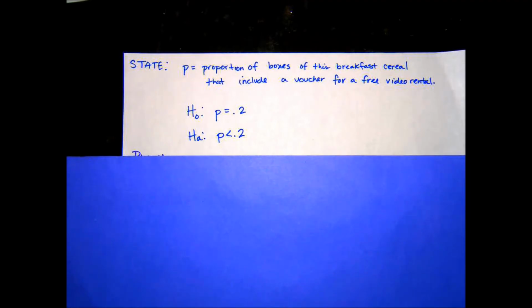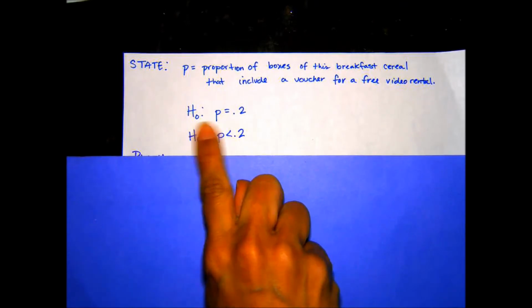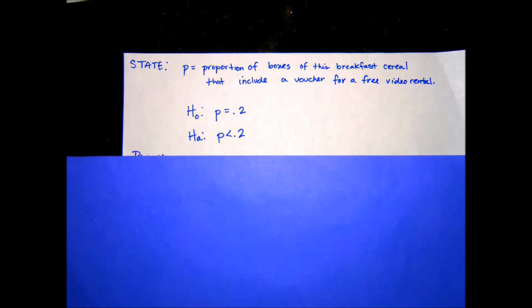Then from there, I take the claim made by the company. Remember, null hypothesis means there's no change. So the claim the company is making is that the proportion of winning boxes with these vouchers is 20%. The alternative hypothesis is p is less than 20%. That's what the students believe, that there aren't actually 20% of the boxes with a prize.